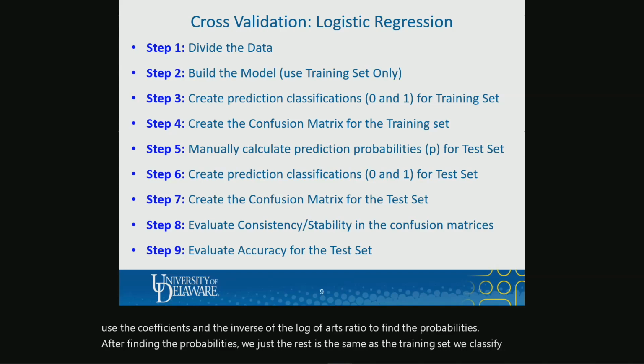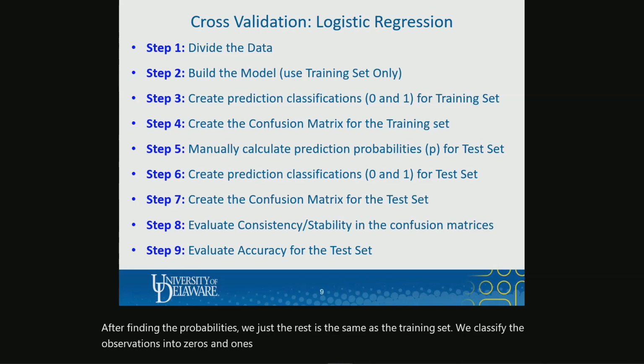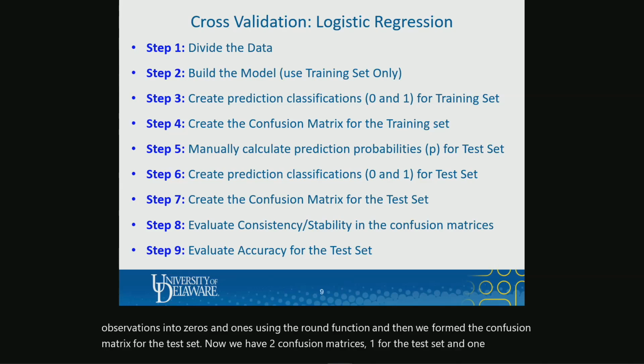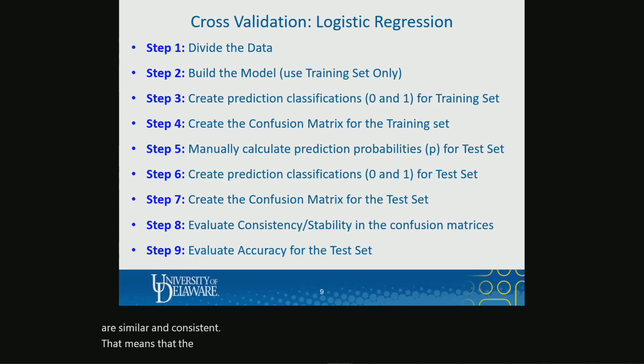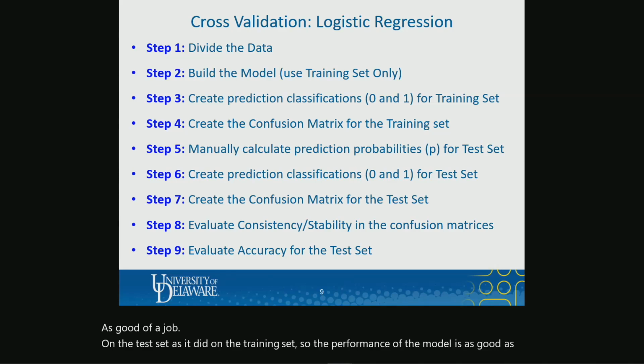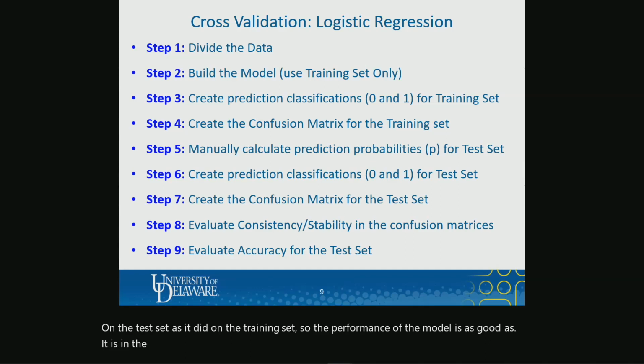We classify the observations into zeros and ones using the round function, and then we form the confusion matrix for the test set. Now we have 2 confusion matrices, one for the test set and one for the training set. We compare them. If they are consistent, if they are similar in percentages, that means that the model does as good of a job on the test set as it did on the training set. So the performance of the model is at the same level for the test set and the training set.